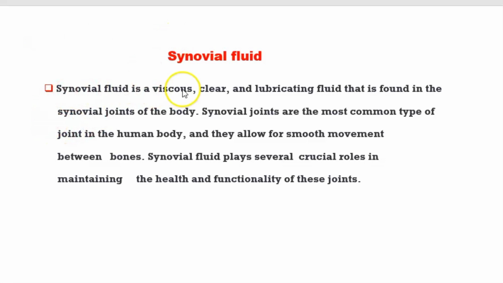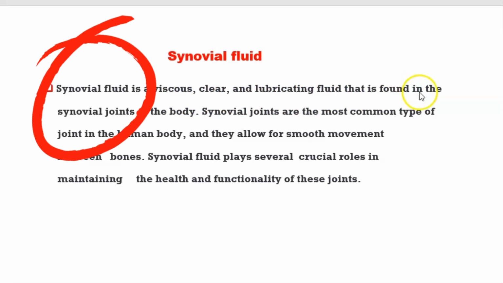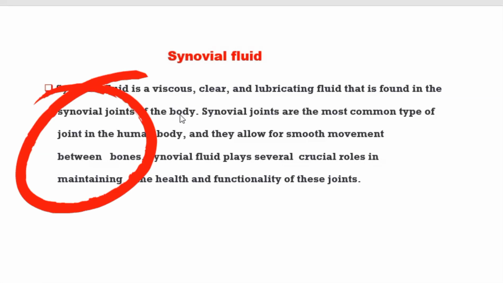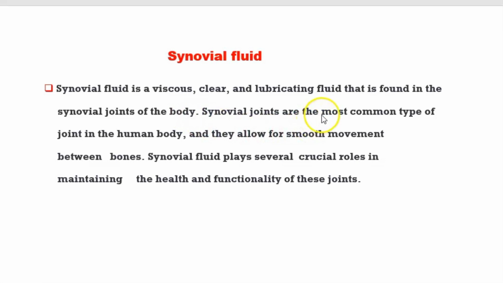Now, synovial fluid is a viscous, clear and lubricating fluid that is found in the synovial joint of the body. The body is made up of joints, where there's a bone and there's another bone, two bones coming together. In between the two bones, we have what we call a joint. And that is what we are referring to. At that point of the joint, there is a lubricating fluid in between the joint. That fluid is what we refer to as synovial fluid.